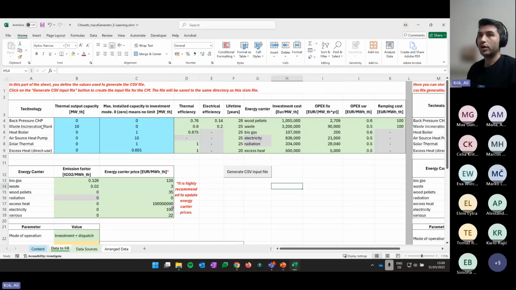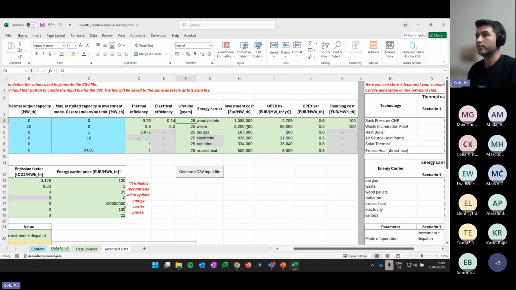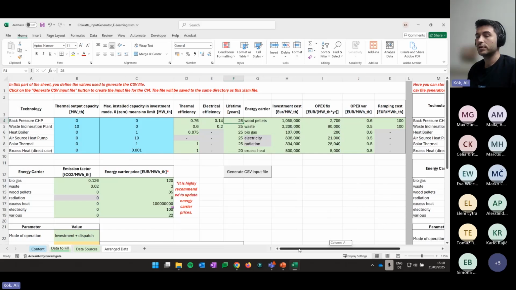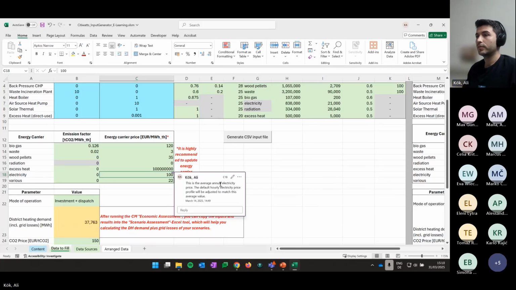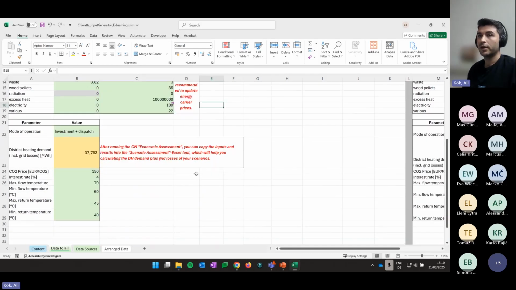Overall, here you have all the technology-related data: the efficiencies, the lifetime, the energy carriers, the investment and operational costs, and the ramping costs for the cogeneration plants. Here you have the energy carrier prices and their emission factors. For electricity, you have a note that this is an annual average electricity price, so it will be fit into the profile we have in the platform. Here you can switch between the dispatch only and the investment and dispatch mode.